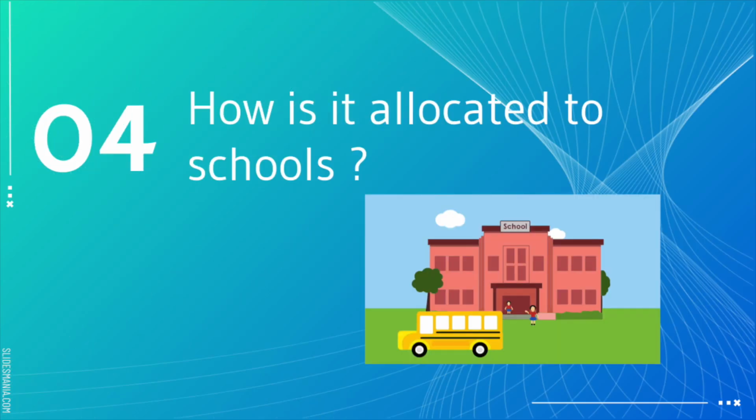And now to the part I'm sure you're all waiting for. How is it allocated to schools? So while the central budget, which is what I've just mentioned, helps with some school budget items, the remainder are handled at the school level.